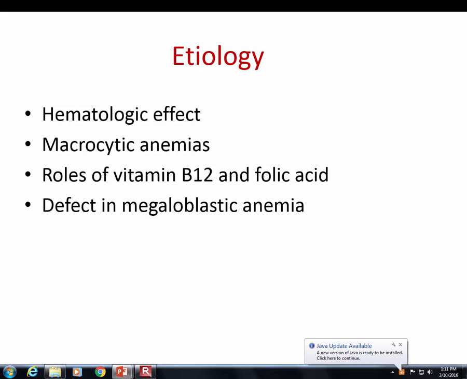Does anybody know what uridine is? Have you heard of uridine? Have you heard of uracil? Uridine is going to give you the uracil. They are related. Okay? They're related.